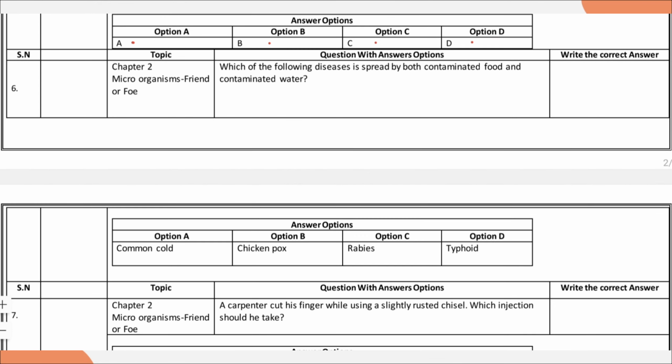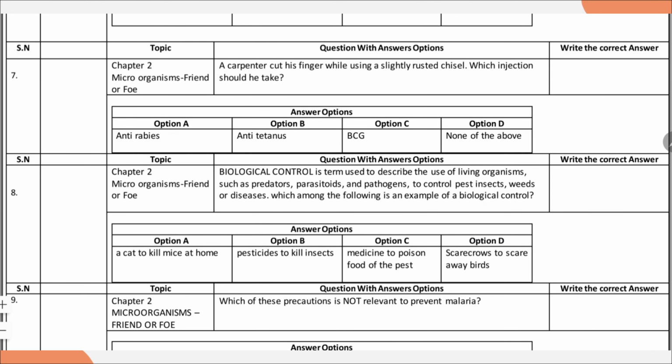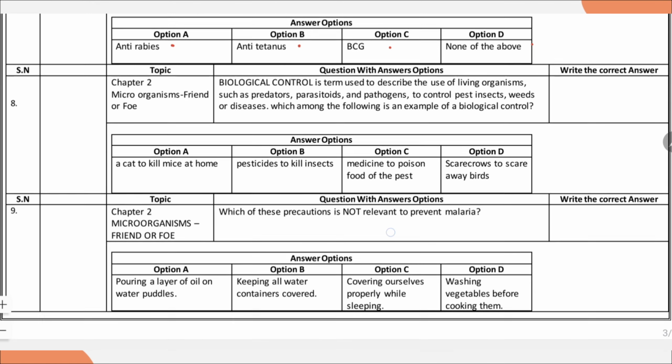Next, question 6. Which of the following diseases is spread by contaminated food and contaminated water? Your options are common cold, chicken pox, rabies and typhoid. Next question. A carpenter cut his finger while using a slightly rusted chisel. Which injection should he take? Option A, anti-rabies. Option B, anti-tetanus. Option C, BCG. And the last option, none of the above.